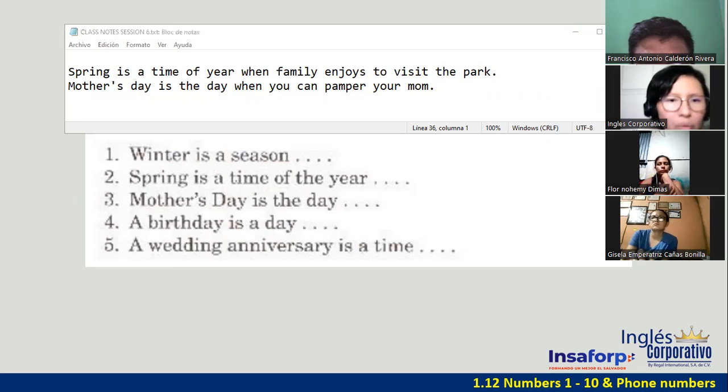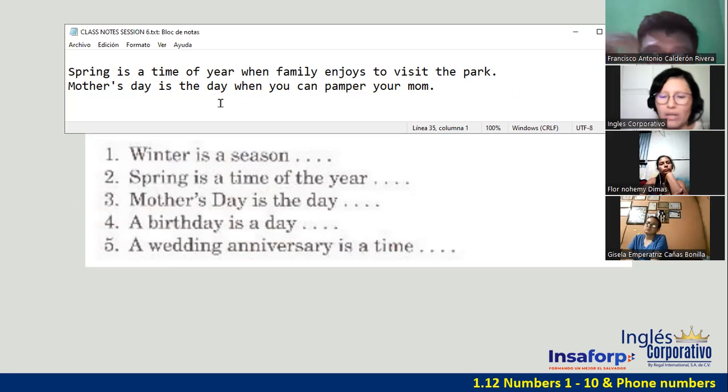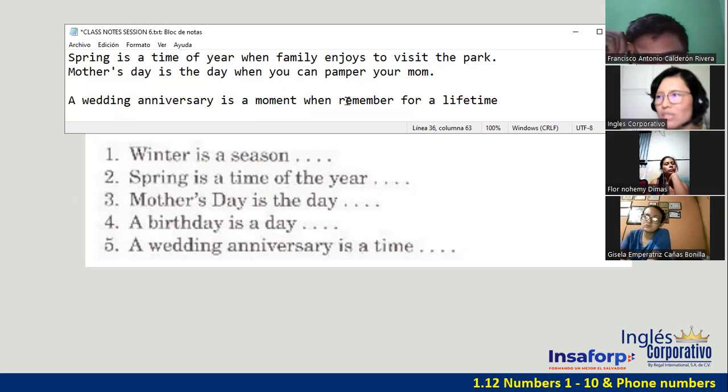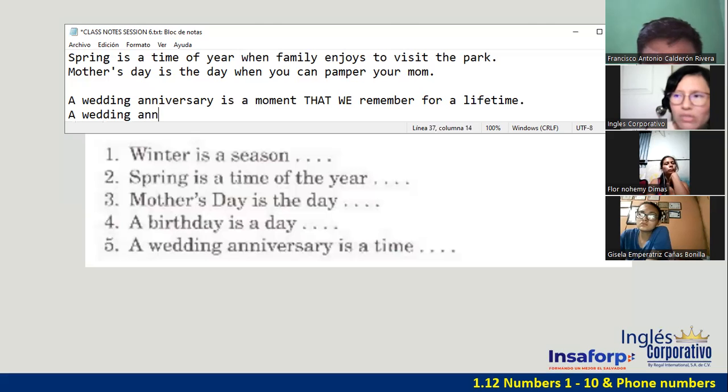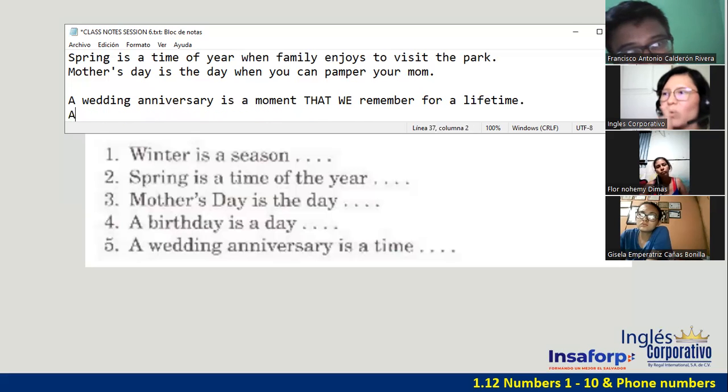Ahí queda. Dice acá, a wedding anniversary is a moment when we remember. It's a moment. Fíjense, Claudia Lisette, que esta está perfecta, pero para una cláusula diferente. Si yo diría, a wedding anniversary is a moment that we remember for a lifetime. Ok, como que es inolvidable, ¿verdad? También podemos decir, si ya lo transformamos a esta misma estructura, a wedding anniversary is a date when we, no quedaría bien de otra forma, solo con that. A wedding anniversary is a moment that we remember for a lifetime.